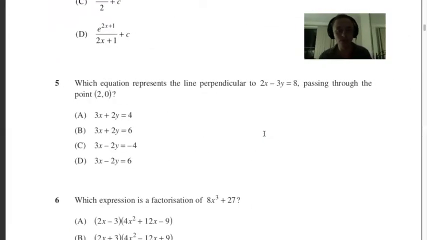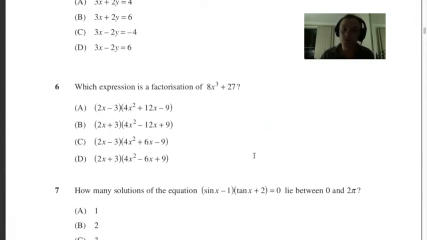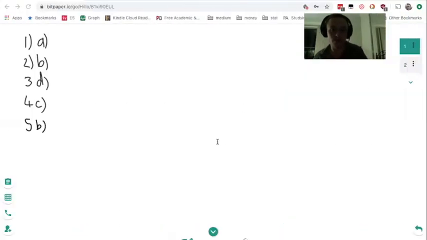Okay, next question. Question 6. Which expression is a factorization of 8x cubed plus 27? Now this is an interesting question. I have not done one of these for some time. The first thing that jumps out at me is we have cubes in each of these terms. 2 cubed is 8. 3 cubed is 27. So effectively I have (2x) cubed plus 3 cubed. So how can we expand this?